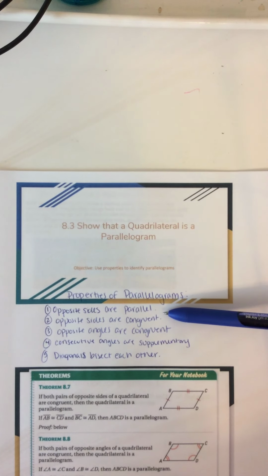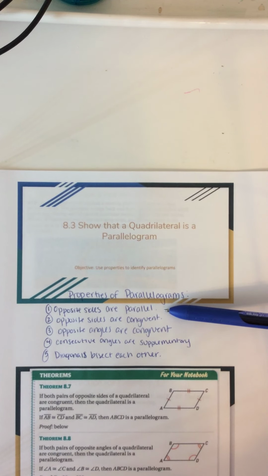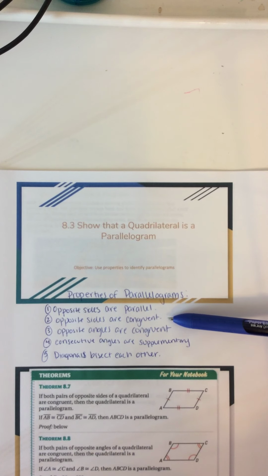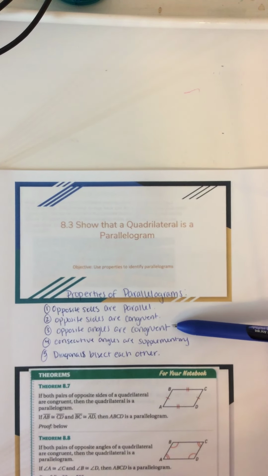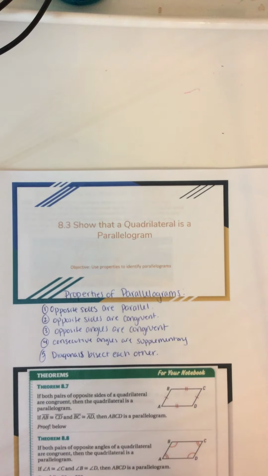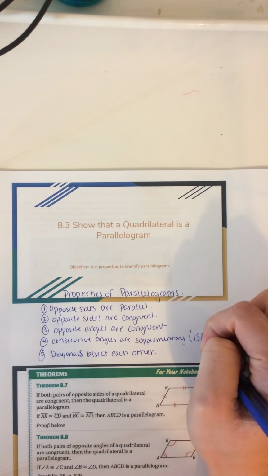First one was the definition, opposite sides are parallel. Second one was one of our theorems, opposite sides are also congruent. Opposite angles are congruent. Our consecutive angles or our same side angles are supplementary, which means they add to be 180 degrees. And last but not least, our diagonals bisect each other.